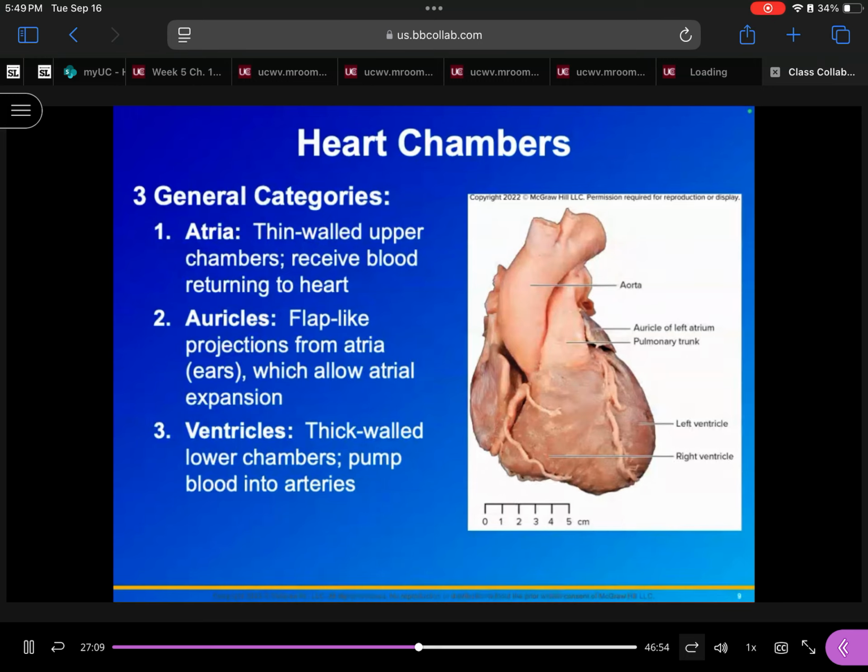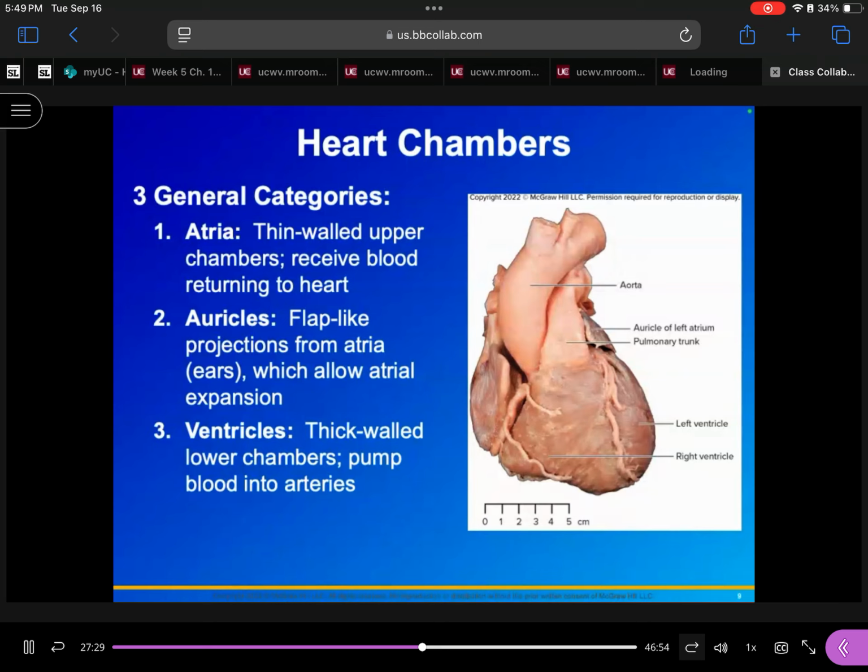Anyway, notice up here, we have what we call the auricle of the left atrium, and there is an auricle of the right atrium too. I think it's this flap that's right here. But do you guys remember labeling the ear, what the auricle was? What is it?